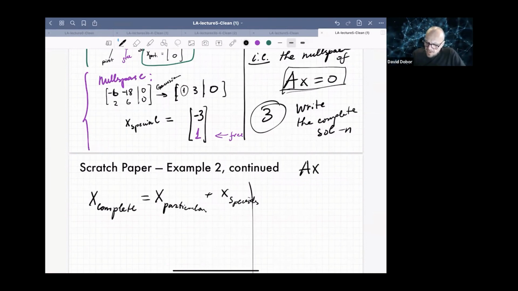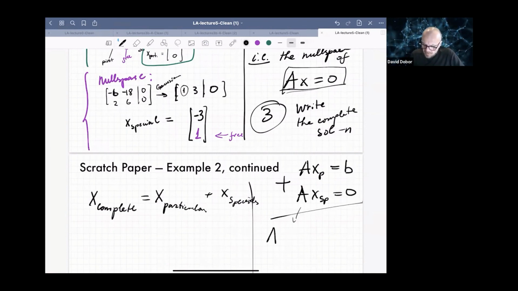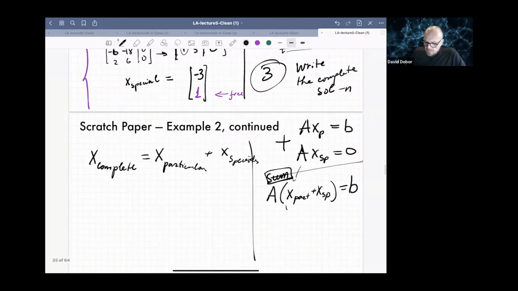Because if A x particular equals b, and if A x special equals 0, when you add them up, what do you get on this side? You get A x_p plus A x_s. If you take A out of the brackets, you get x particular plus x special. And here you add b to 0, so this is the sum. This is a bit of a shorthand, but it should be clear. So this piece is the solution.